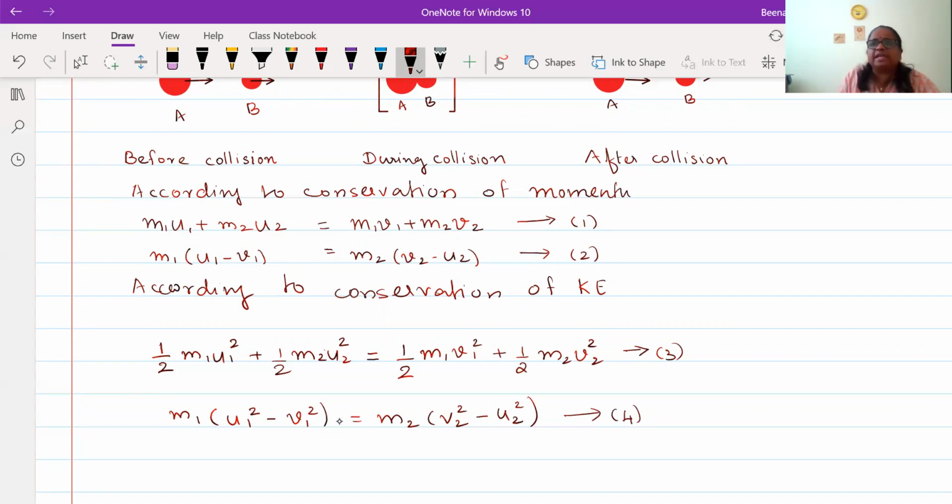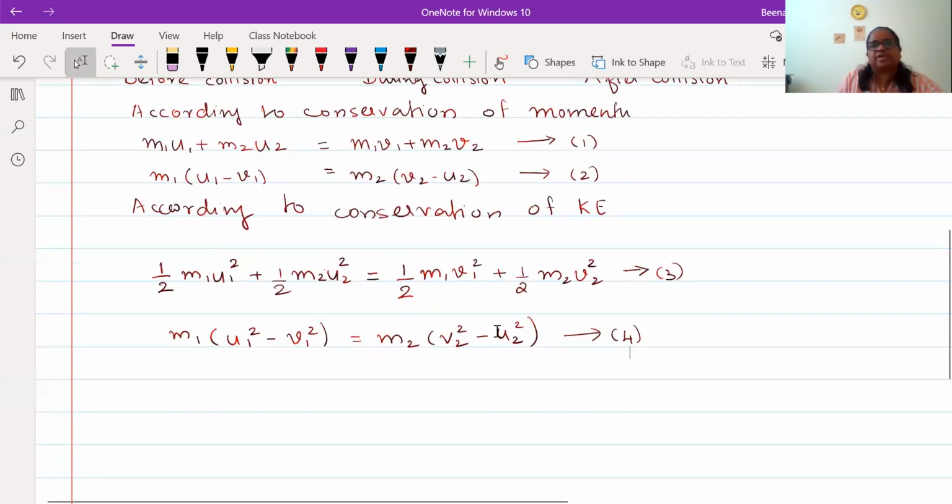As I told you in the beginning, in this discussion we are trying to find the final velocities of the objects after collision. Once we know the final velocities, we will be able to identify the type of collision. Otherwise, we will be able to identify how the objects will be behaving after collision. So that is the basic purpose of that.